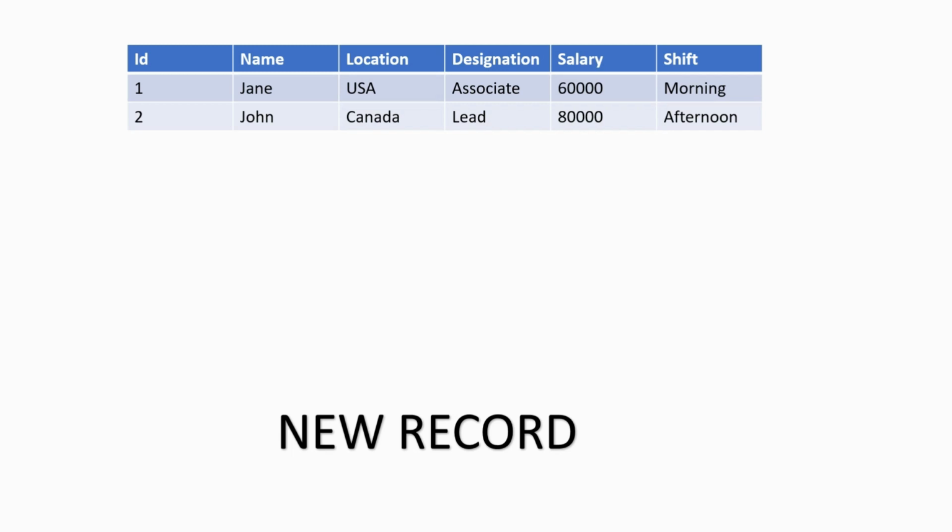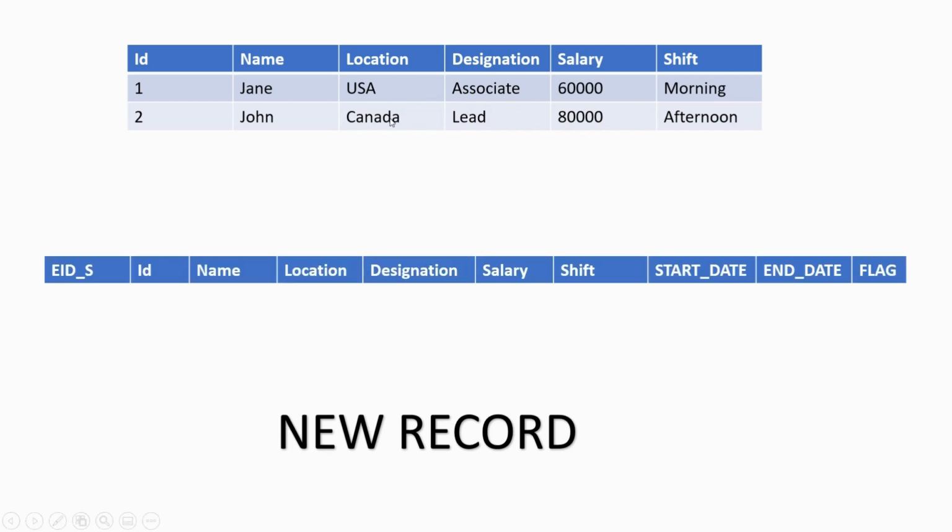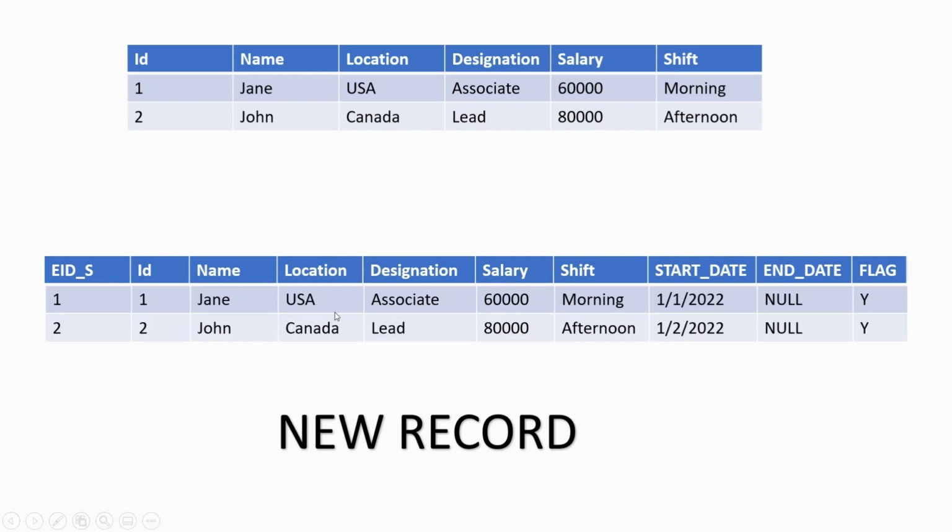For example, here in order to test the new record functionality, start with a couple of records and make sure that they are inserted properly. The start date, end date, flag and the surrogate key are populating correctly. The end date should be null and the flag should be Y.